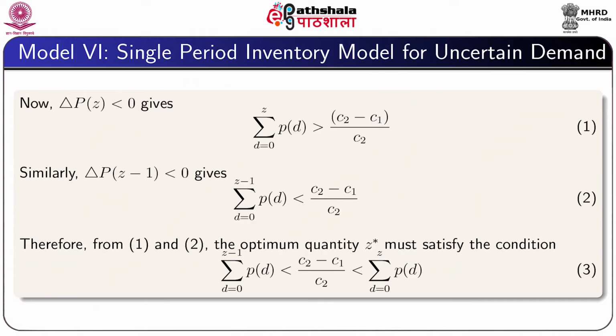Now, ΔP(z) less than 0 gives summation D equal to 0 to z P(D) is greater than (C2 minus C1) by C2. Similarly, ΔP(z minus 1) less than 0 gives summation D equal to 0 to z minus 1 P(D) less than (C2 minus C1) by C2. From 1 and 2, the optimum quantity z star must satisfy the condition: summation D equal to 0 to z minus 1 P(D) is less than (C2 minus C1) by C2, which is less than summation D equal to 0 to z P(D).